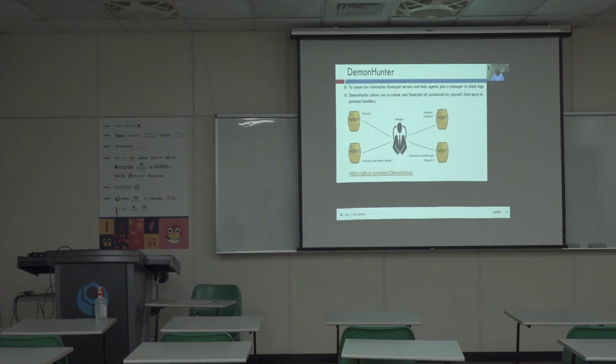Then there is the next tool, that is Demo Hunter. This is used to create low interaction honeypot servers, and then agents plus the managers. Demo Hunter allows you to create your own honeynet, all customized by yourself from protocol handlers. That means you can use your own ports, you can use your own protocols, and it is not compulsory that you should use the same protocol everywhere in the network. You can use a combination of protocols.